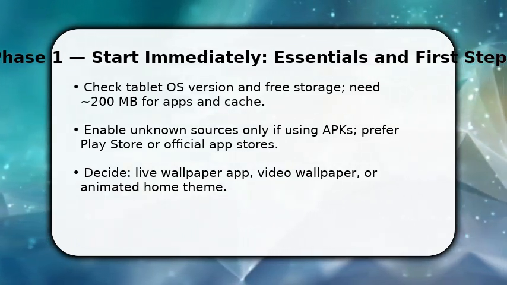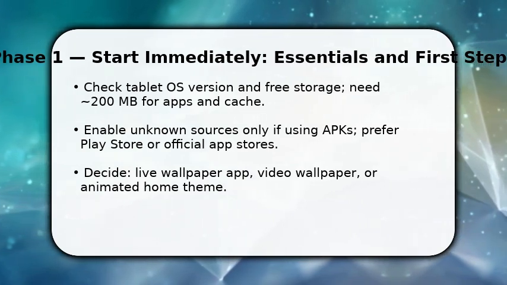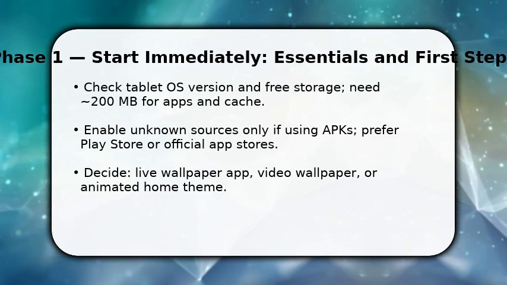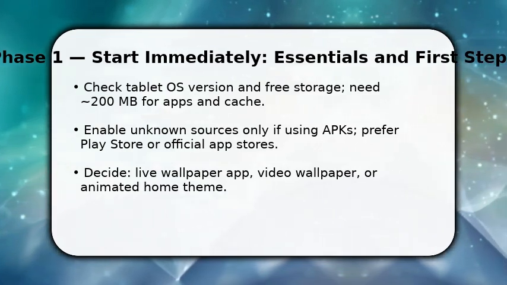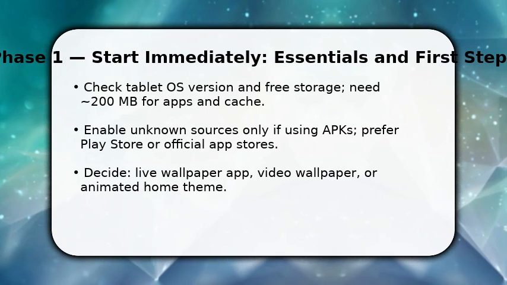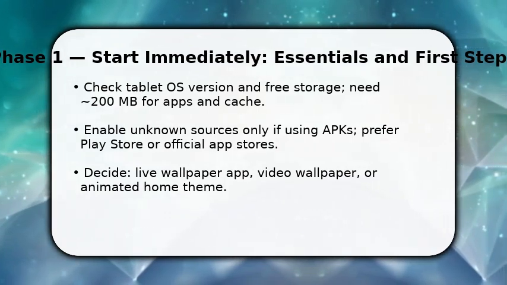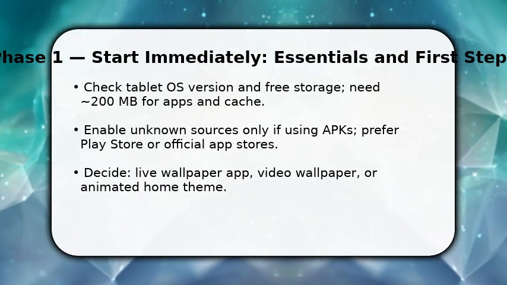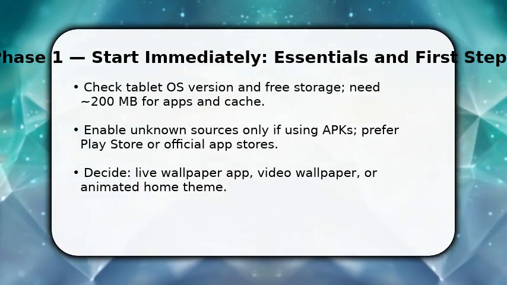You should enable installation from unknown sources only if you must sideload an APK, otherwise avoid it for security. Make your choice: a built-in animated theme, a dedicated live wallpaper app, or a short looping video as wallpaper. Then tap Install and grant normal permissions.